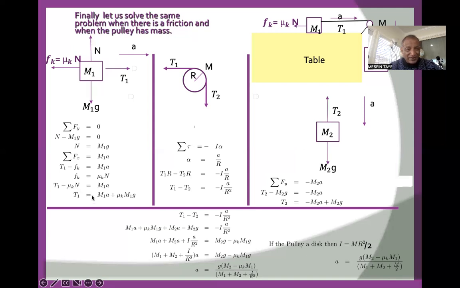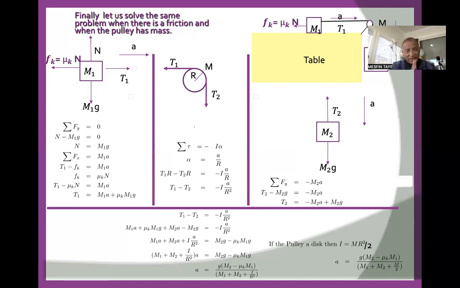So T1 is equal to M1A. When I pass the equality, it's going to be positive mu k, but instead of the normal force, I can put M1G. So this is my tension one. I got it from the first free body diagram. It's similar to before. It's going to be M1A plus mu k times M1G.